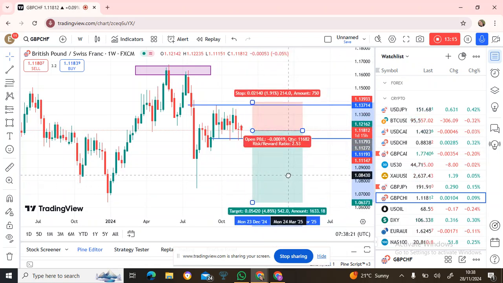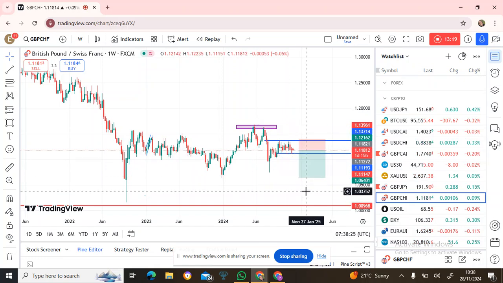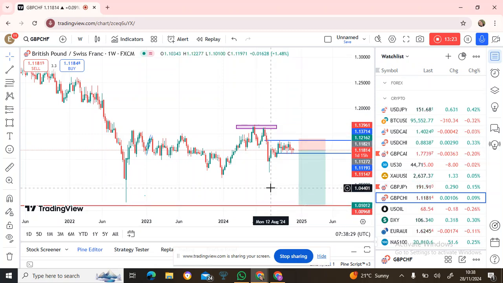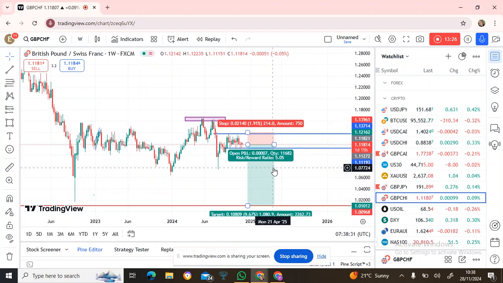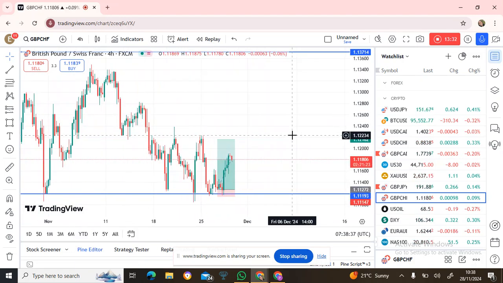We are targeting these lows, about 500 pips. Sorry, if you manage to break this zone, you are targeting these lows, 1,000 pips in the long term. But for the day traders, this is what you are going to do.